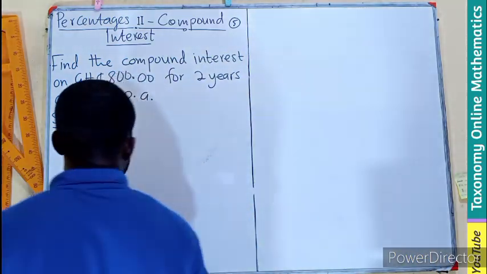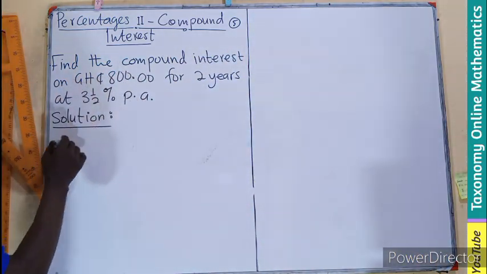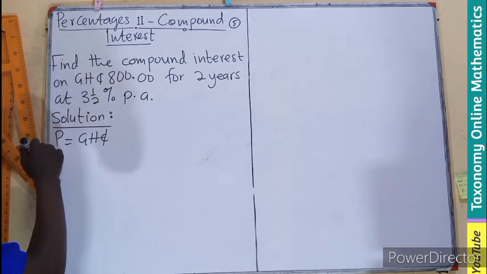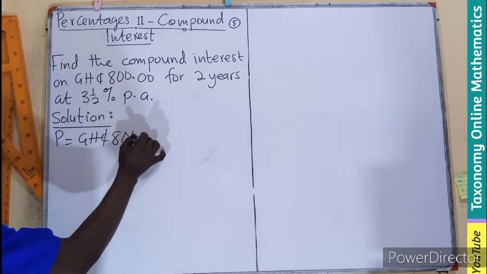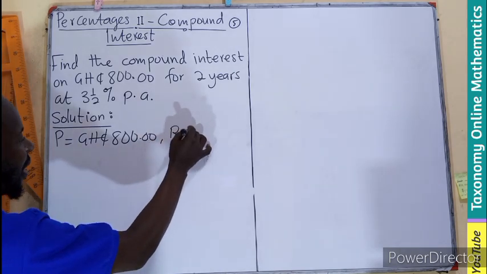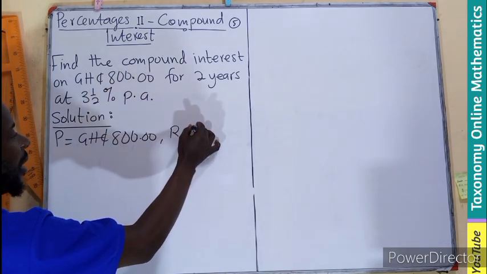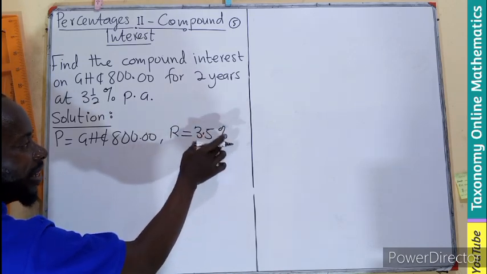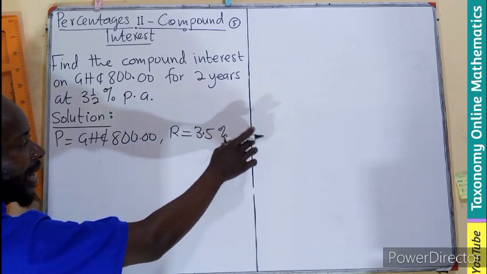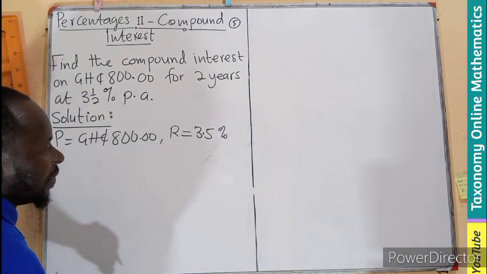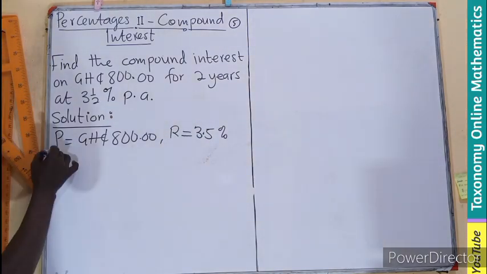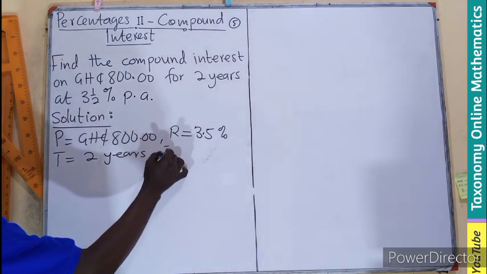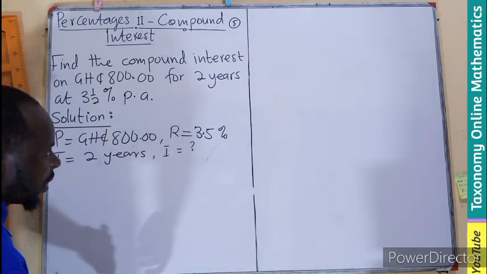So I'll go straight forward with the second method, where we need to bring the data out as principal. The money we are starting all this calculation with is 800 cedis, and the rate at which the calculation is done is what? 3.5%. Remember, 3.5% is 3.5 over 100. So in decimal, you still have 0.035. Then what again? The time is 2 years. Then the interest we are looking for is yet to be calculated.